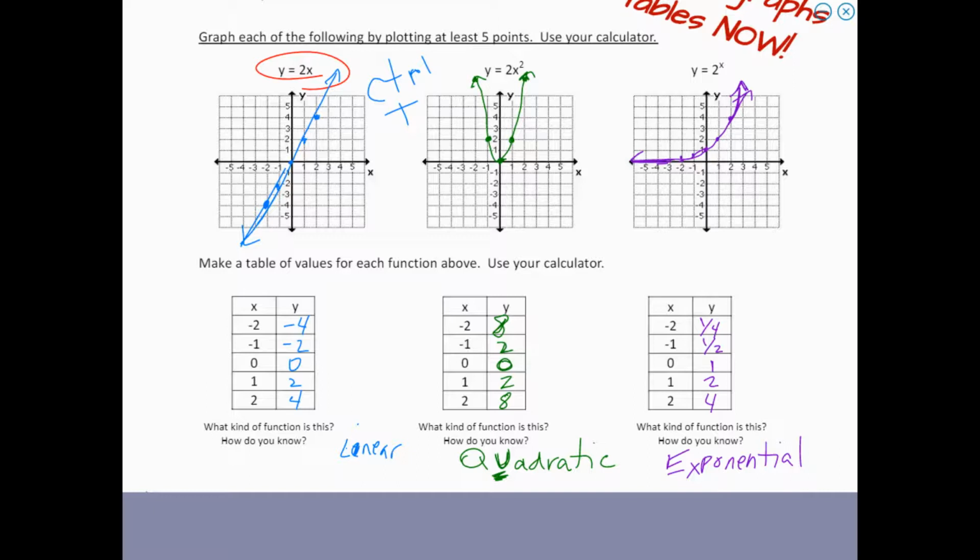So the question here is, how do you tell? Right? By what they look like. So the linear one makes a line, right? The quadratic one is a parabola shaped. And the exponential one is a curve.